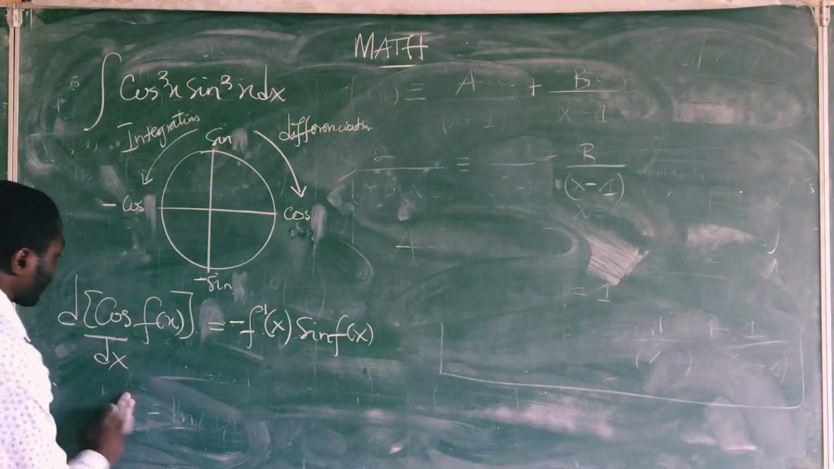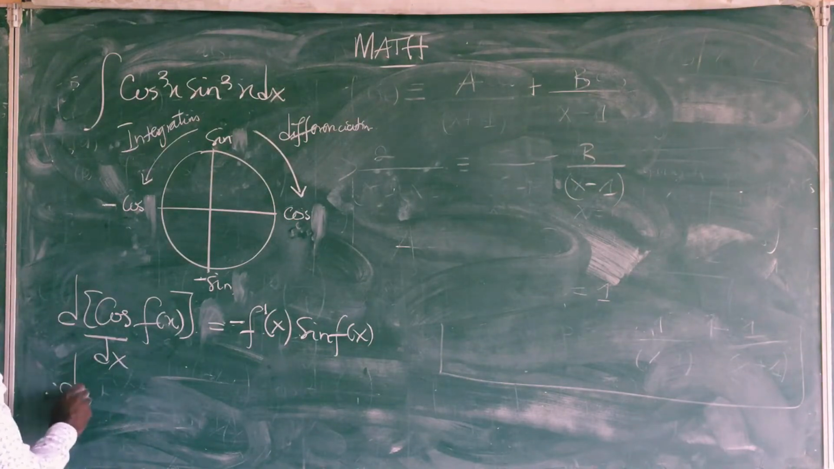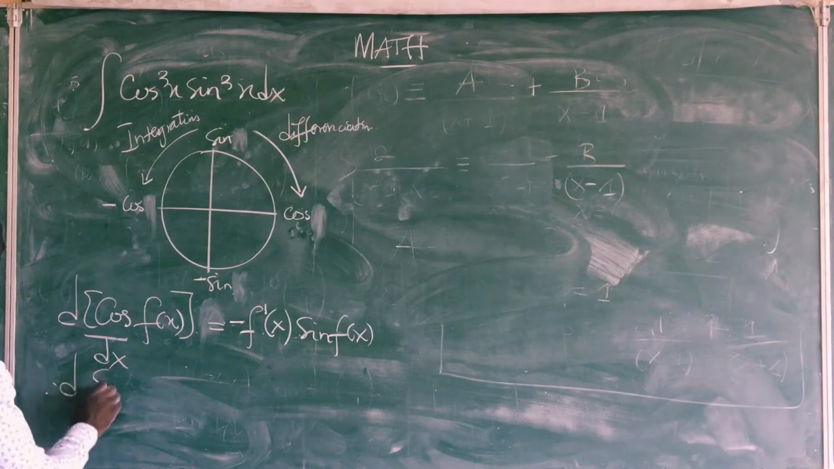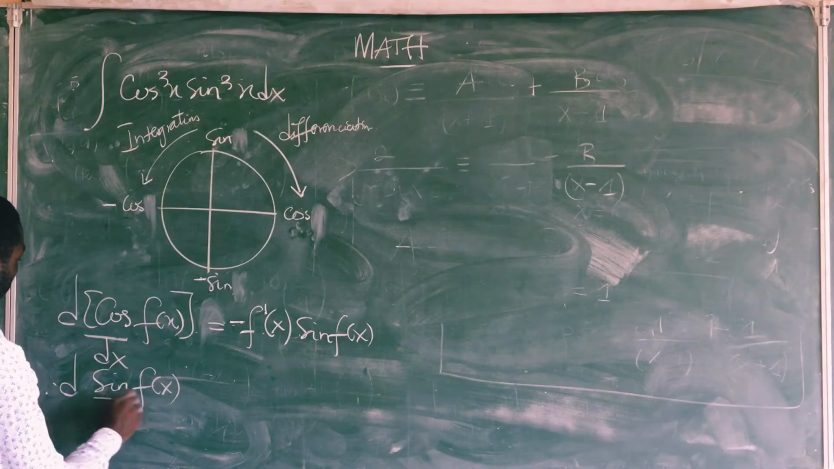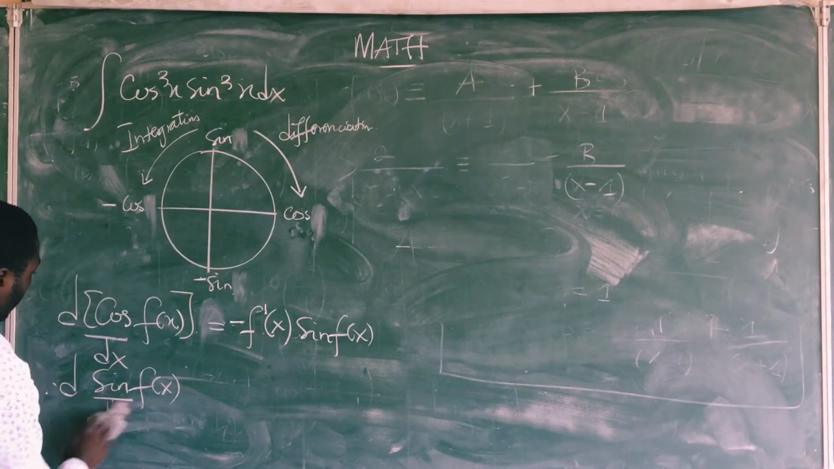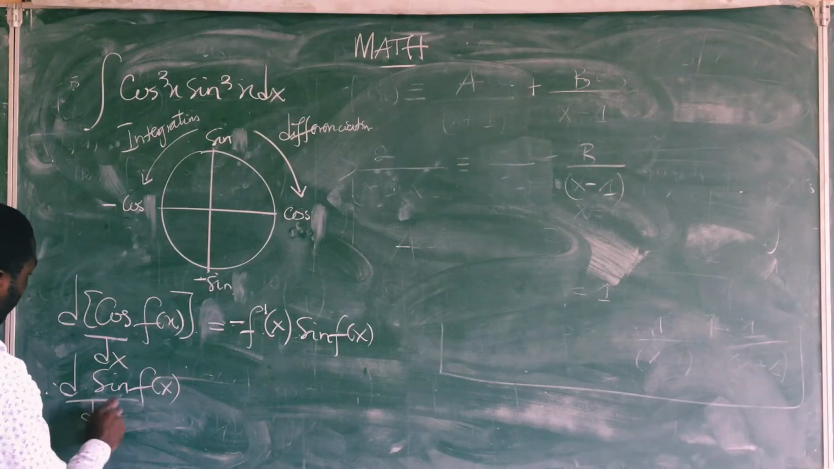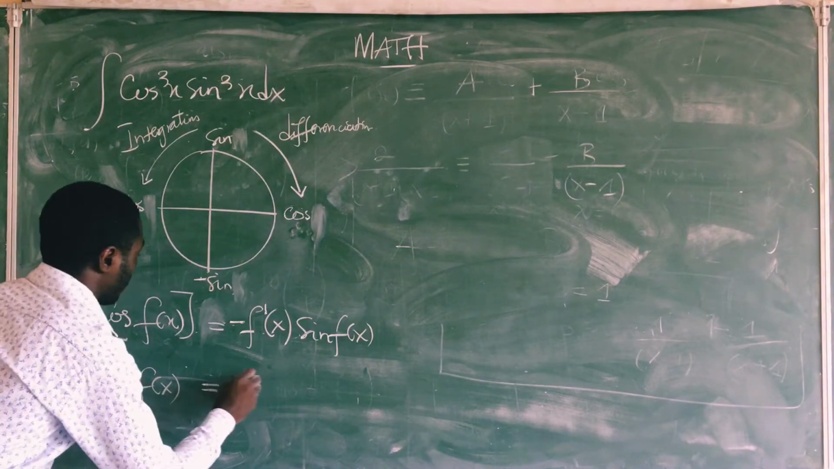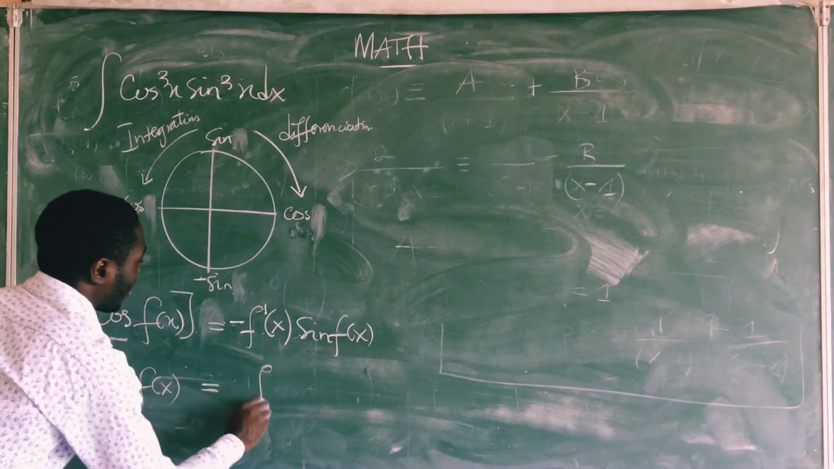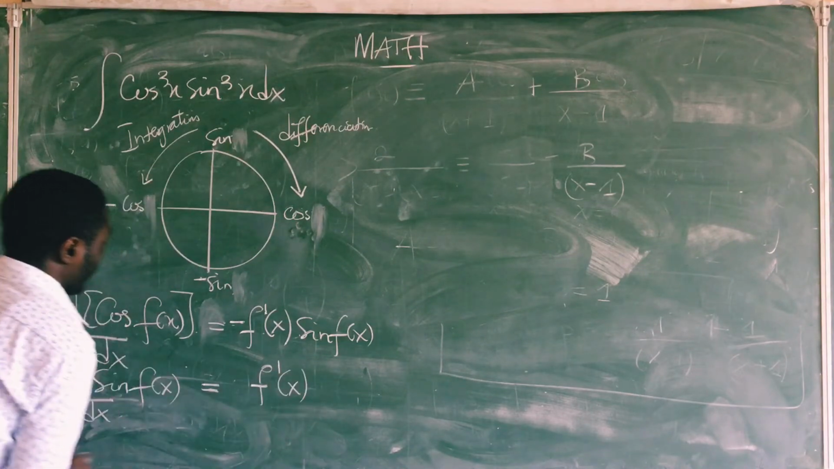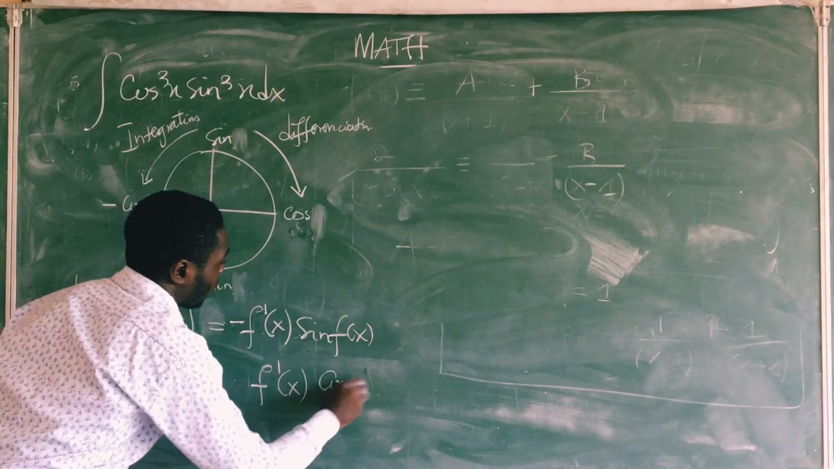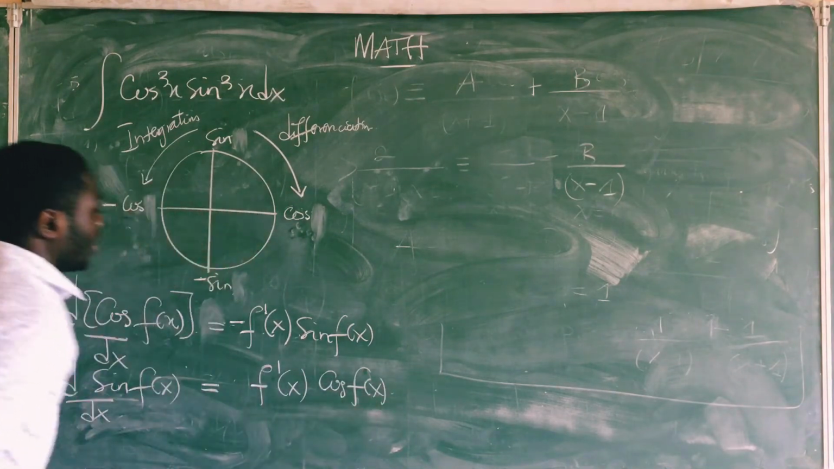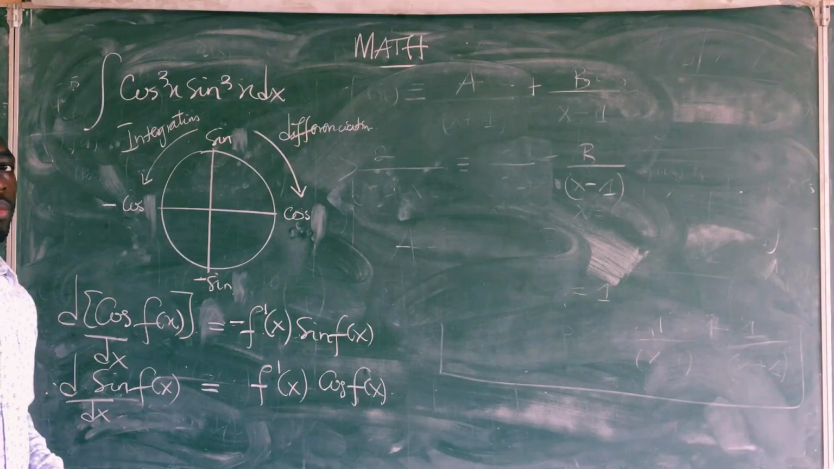Now here, if I differentiate sine f of x with respect to x, I differentiate my function and I'm going to have f prime of x. Remember, when I differentiate sine, I have cos, so I'm going to have f prime of x cos f of x. That is for differentiation.